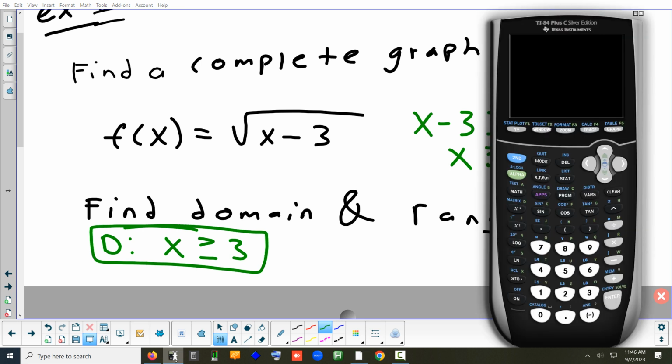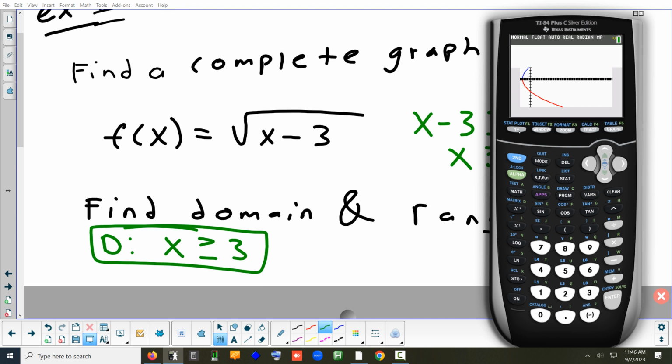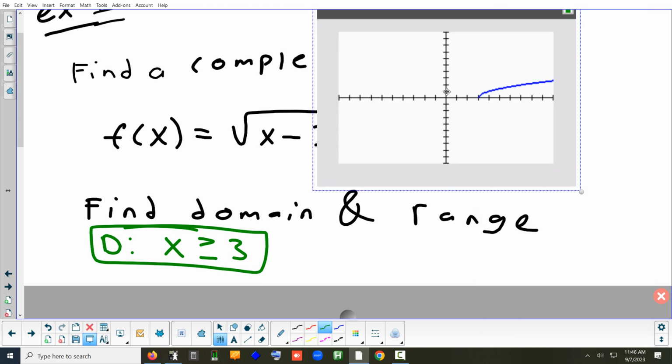How do we do the range? The range is a little harder. What I usually do is I graph it on the calculator, and then I look at it. You guys already know what a square root function looks like. So you kind of have an idea of what the range should be. Let's type in square root of x minus 3. I think a zoom 6 this time is going to be okay. You're going to definitely see where it starts. Okay, so there's your picture.